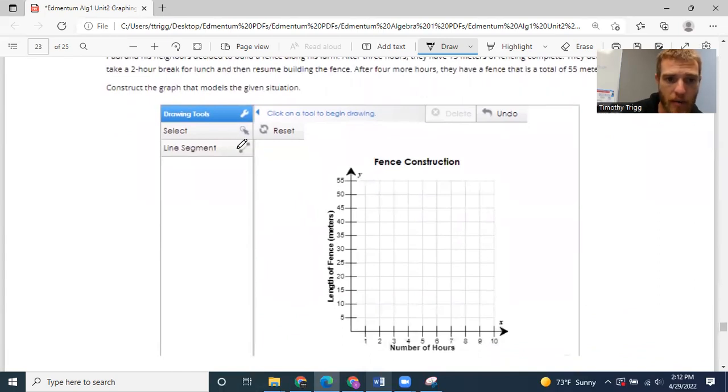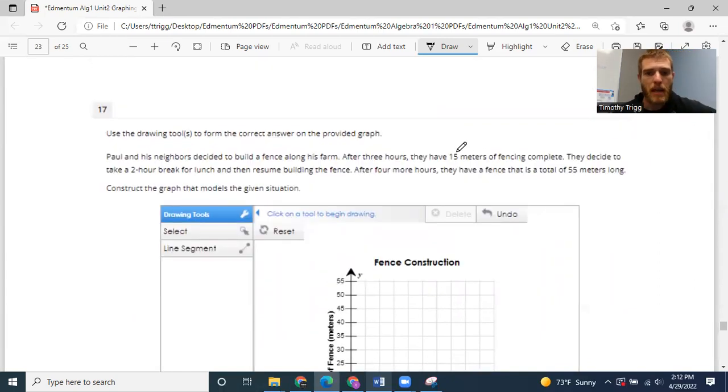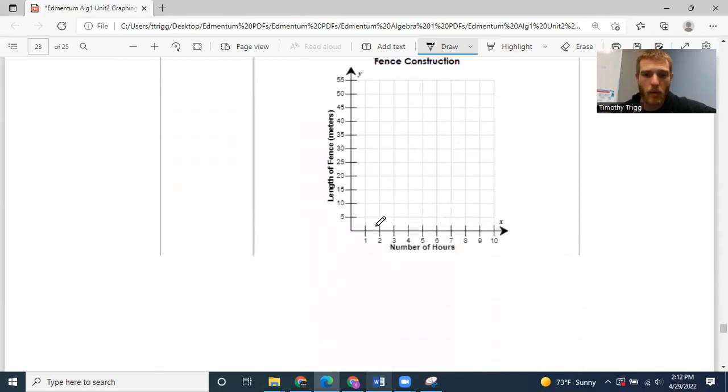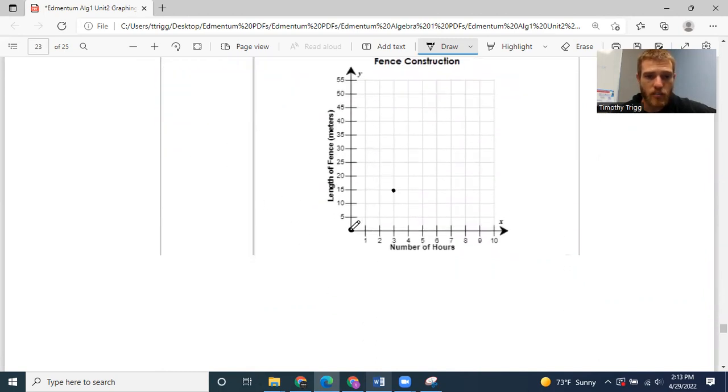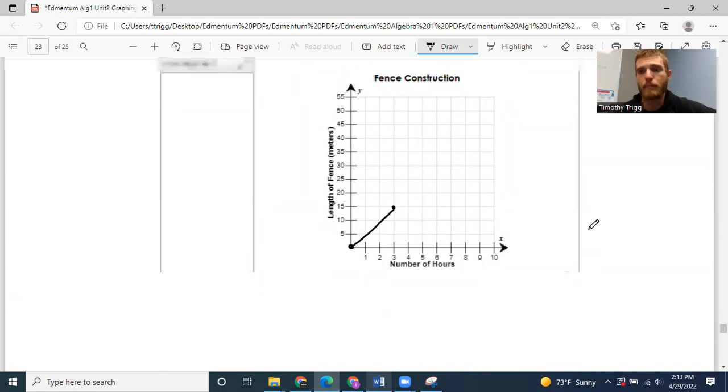So you're going to use this segment tool, but the main thing, we're going to take this one step at a time. So after 3 hours, they have 15 meters of fencing complete. So I would go to 3 hours, comma 15 here. So 3, comma 15. So 3 hours, they have 15 meters of fence. Okay. Then I would just connect here. So make a segment. So use the segment tool and connect 0, 0 to 3, comma 15 like that.